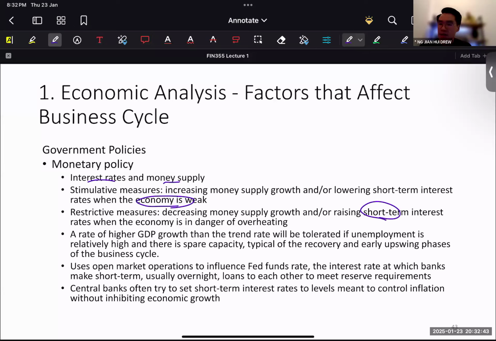So, maybe just a simple question. Why will the economy be restricted if they increase the short-term rates? Yeah, QT. So, yeah, less loans, more expensive. Yeah, that's right. So it's more expensive for the companies to go into projects, take on more loans. That's why it's going to restrict, to slow down the economy. Totally correct.